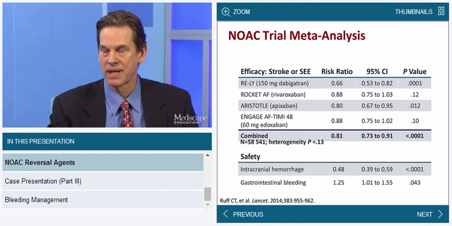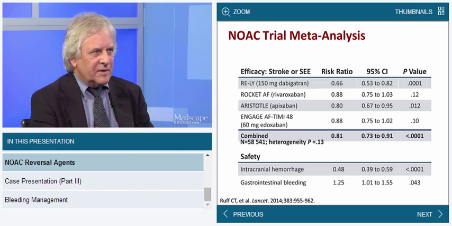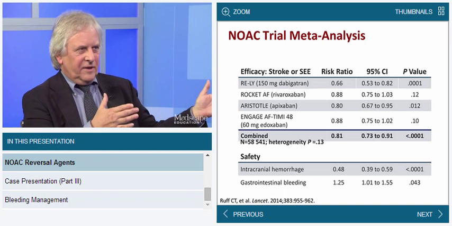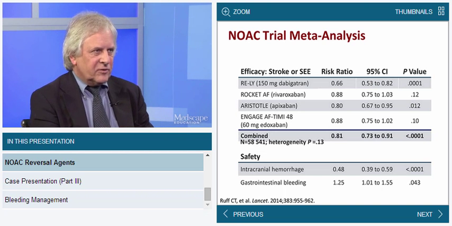Mm-hmm. Right, so you just start the novel anticoagulant. You don't need to worry about any type of bridging therapy. Yes, and I would even say bridging, well, if you consider aspirin as bridging, it's okay. So you would start immediately after the stroke with aspirin.